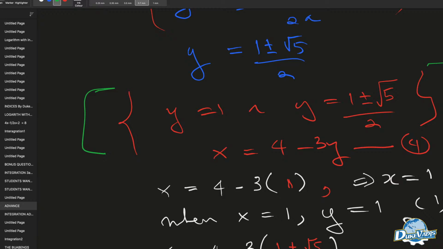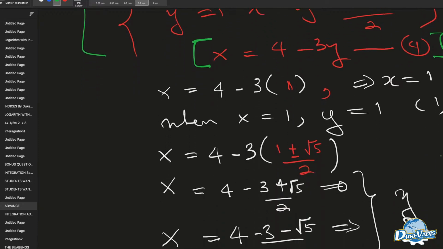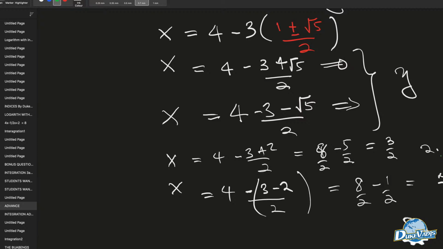So we substituted these respective values into the equation x equals 4 minus 3y. These are the final answers we got. So we have been able to solve the equation. Now we've got the values of x and the values of y. When we plot the graph, you see that this is a polynomial with cubic roots.